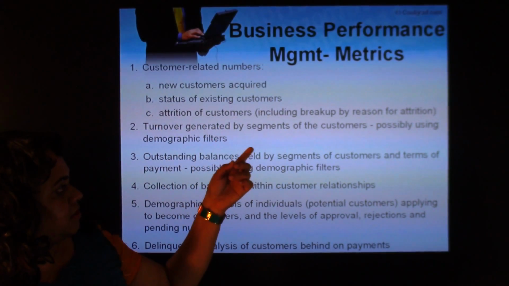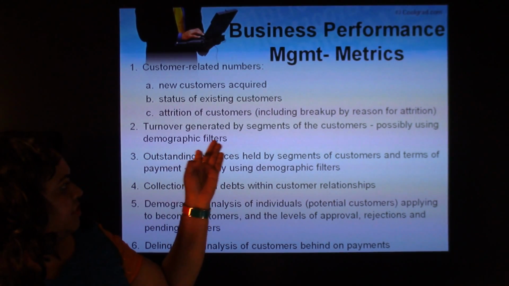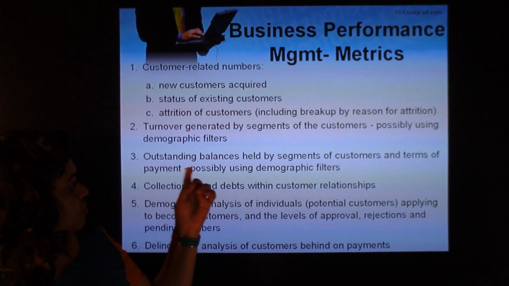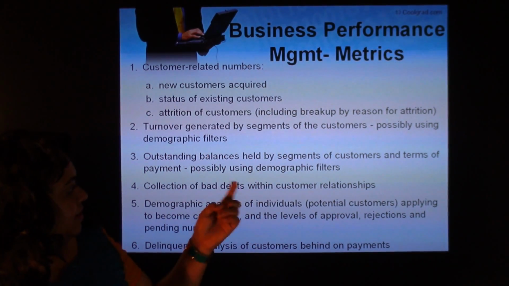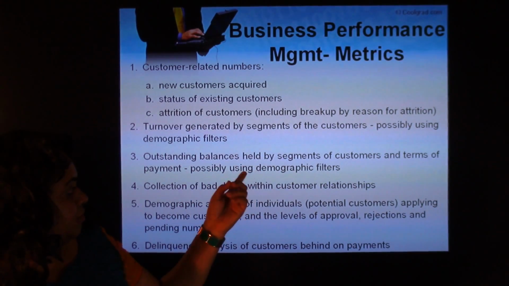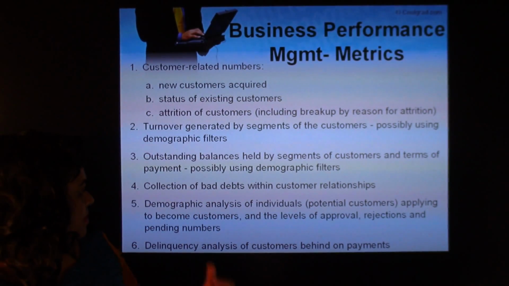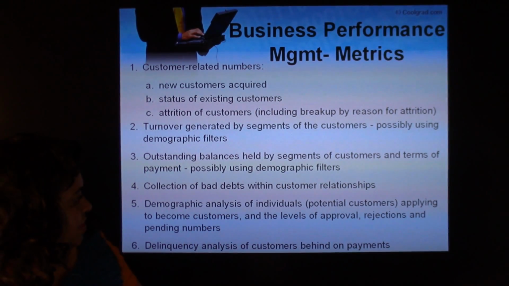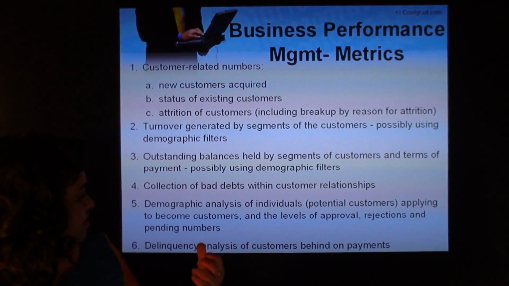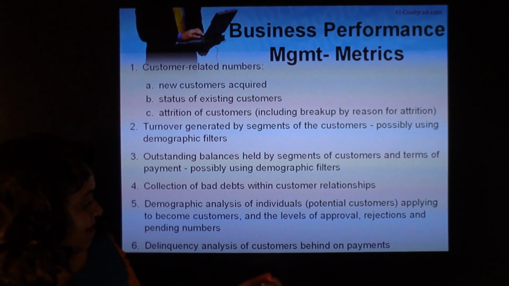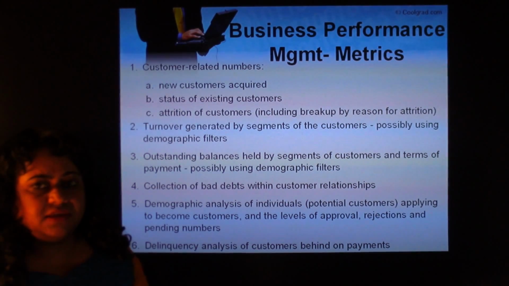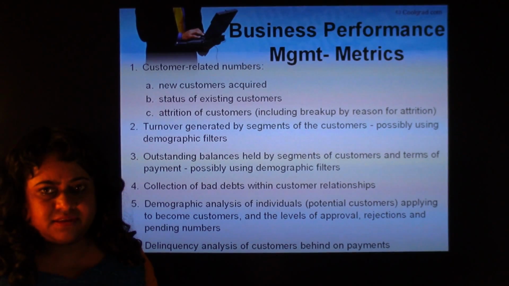Attrition of customers, turnover generated by segments of the customers, outstanding balances in terms of payments, and possibly using demographic filters, collection of bad debts within customer relationships, demographic analysis of individuals applying to become customers, levels of approval, rejections, pending numbers, delinquency analysis of customers behind on payments. So they want reports about all these things.